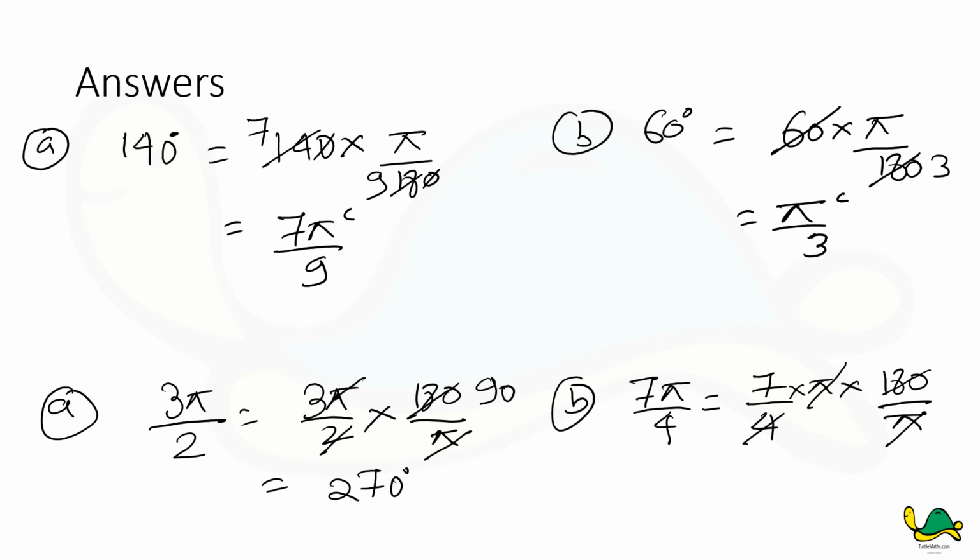So 180 divided by 4 would be 45 and 45 times 7. So you will have 35, 28, 315 degrees. So that's the end of it.